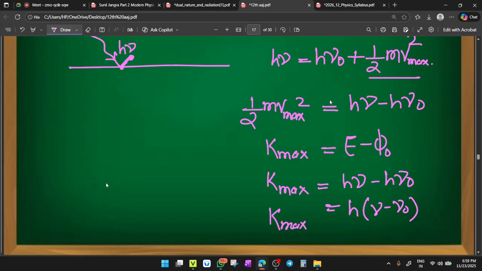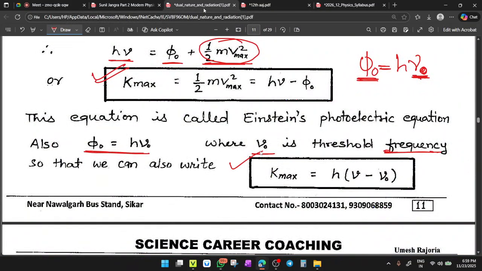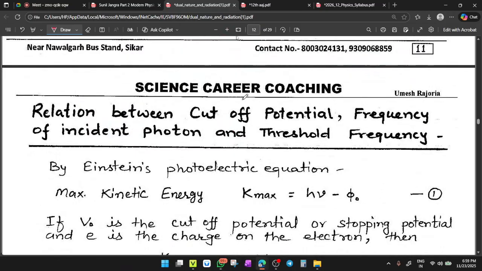And the value of K max equals half mv max square, equals h times nu minus nu naught. So this is called the photoelectric equation: K max equals h times nu minus nu naught.